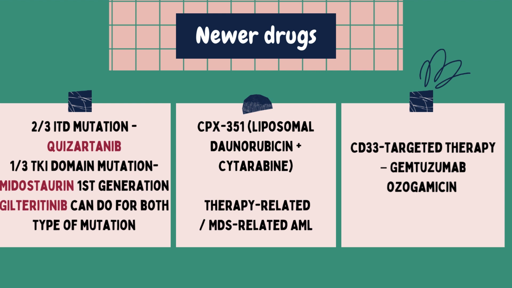So gemtuzumab targets CD33 on leukemic cells. It's given with DA for fit intensive treatment and first line only. It's used for favourable and intermediate cytogenetics, not adverse risk groups, and you can give up to 3 doses. The white cell count needs to be less than 30 because of tumor lysis, and the liver function needs to be normal. It does interact with an azole, so posaconazole, voriconazole, these antifungal treatments can start 5 days after the last dose.